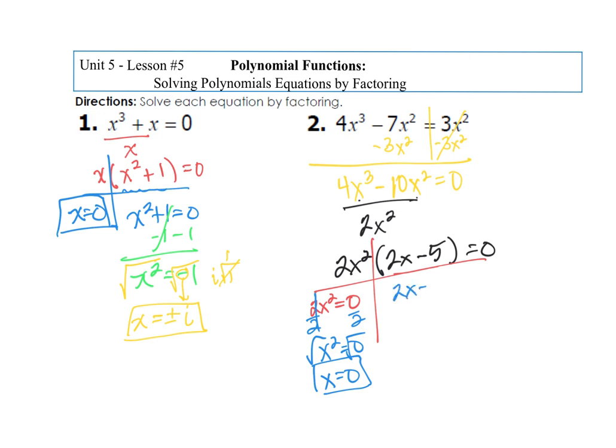2x minus 5 equals 0. Again, solving for x, so we add 5 first. So if we have 2x equals 5, we get x by itself by dividing both sides by 2. So our second answer is 5 halves. All right.